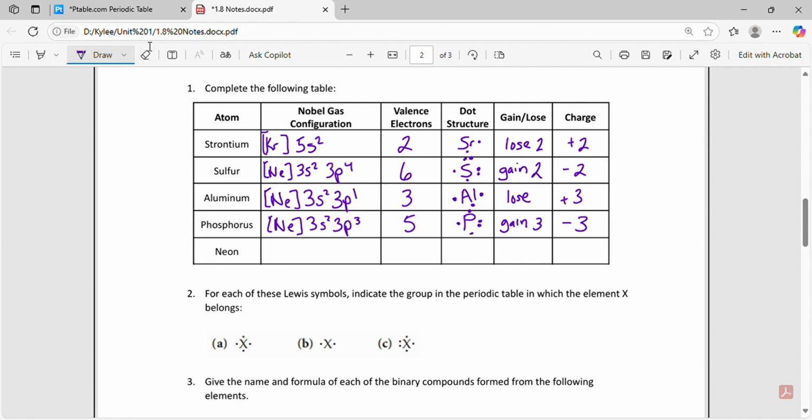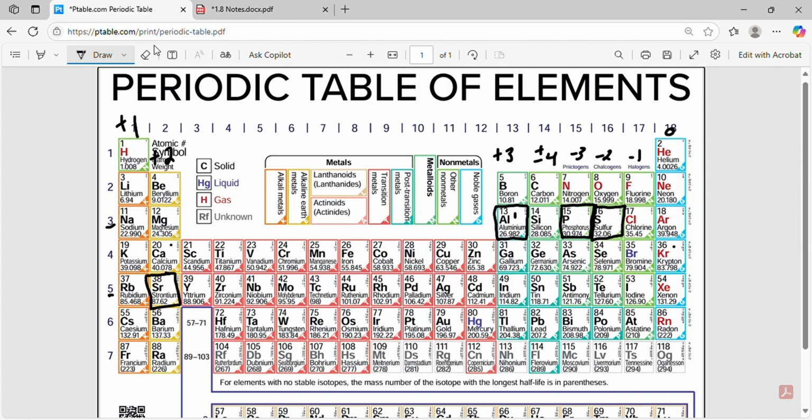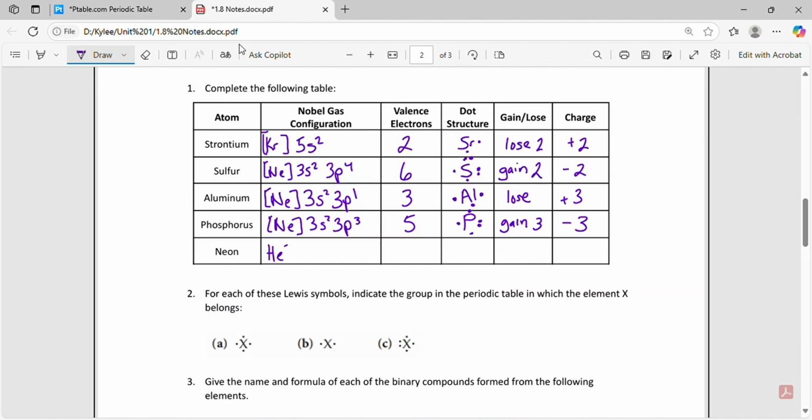Now neon is one of our noble gases. So remember, the key is to use the closest noble gas without going past. So I would actually do helium as my bracket, and then neon is going to go 2s2, 2p6. So it actually has a full shell already. It has 8 valence electrons. It has that octet. If I wanted to draw a dot structure for neon, it would be 8 electrons. Remember, I like to put 1 to each quarter before I start doubling them up. And it's not going to gain or lose any because it already has a full shell, which means it has a charge of 0.